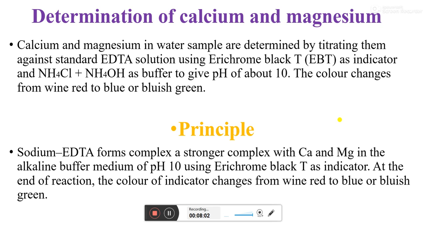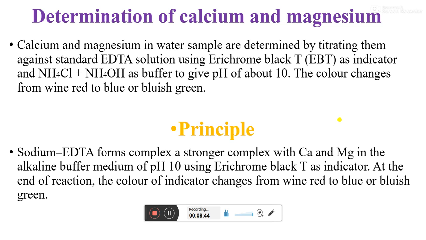Then next one, that is determination of calcium and magnesium. For that purpose, we are using Eriochrome Black T. We call it the EBT indicator. Remember, while we determine calcium, always remember we are using a Calcon indicator, and while we are determining calcium and magnesium, at that time we are using this Eriochrome Black T indicator. This is the major difference between the determination of calcium and determination of calcium and magnesium. So calcium and magnesium in water sample are determined by titrating them against standard EDTA solution using Eriochrome Black T indicator.